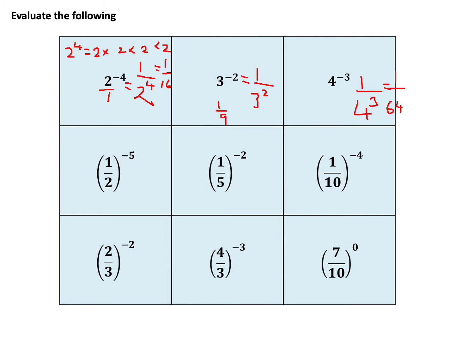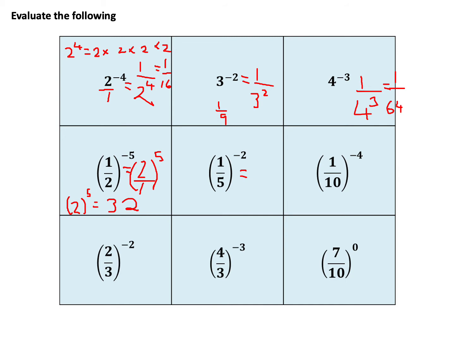Right guys, next one, 1/2 to the minus 5. Well, the reciprocal, so I flip this, I get 2 over 1 all to the power of 5. Well, 2 over 1 is just going to be 2, so it's 2 to the power of 5, which means 2 times 2 times 2 times 2 times 2, which is 32, because 2 to the power of 4 is 16. 16 times 2 is 32.